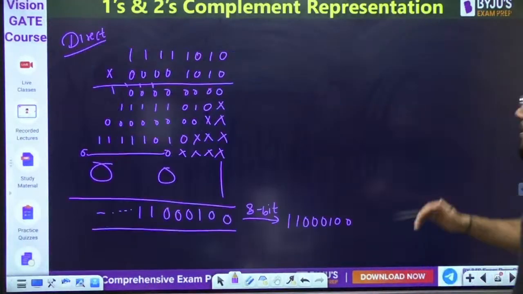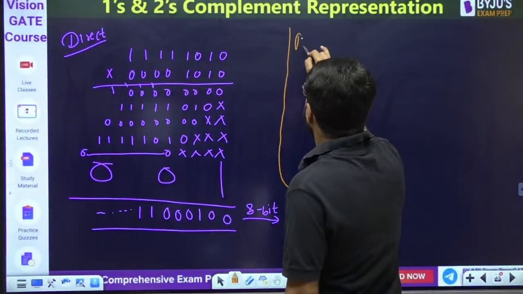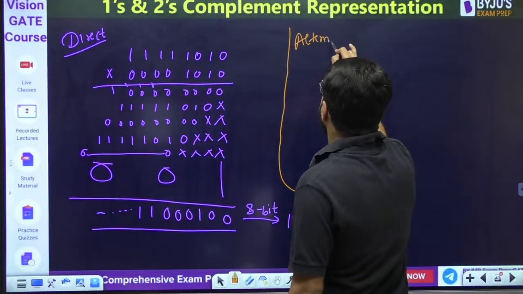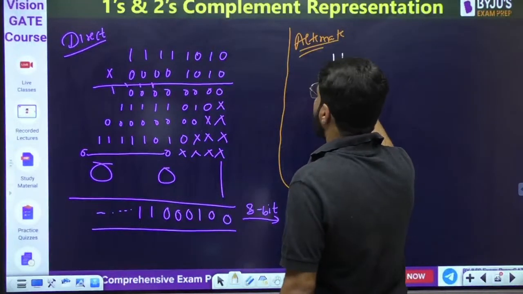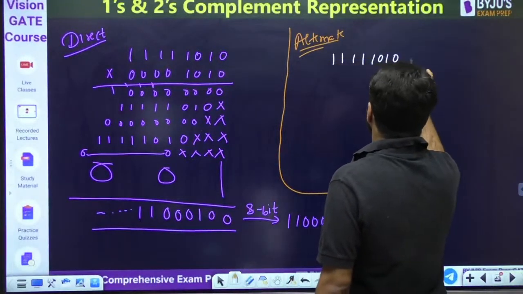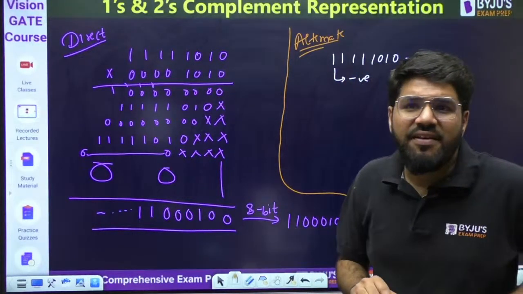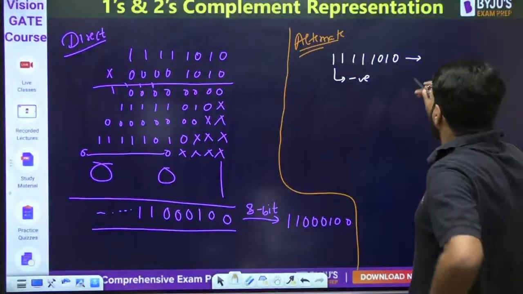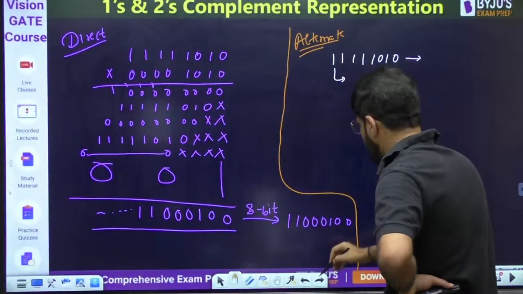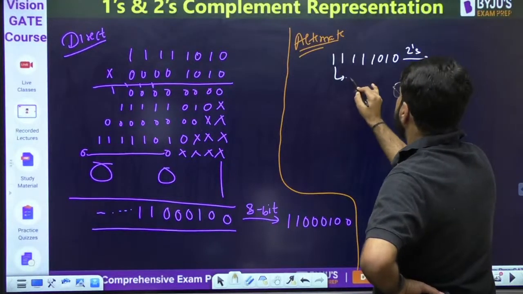But there can be another way. What is the alternate to it? The alternate is also very simple. A is 11111010. Because it is a negative number, the MSB is 1. Because it is a negative number, it has been stored by taking 2's complement, that we know. So again take its 2's complement.